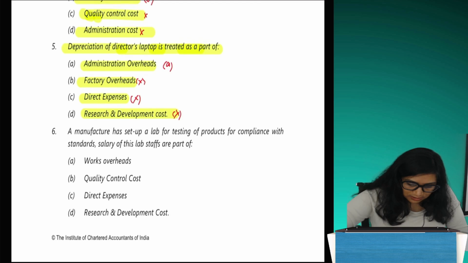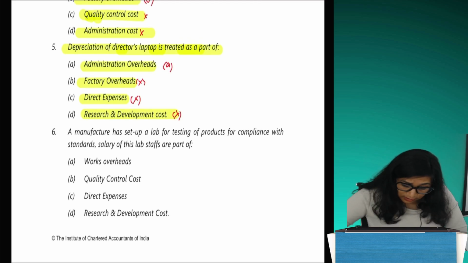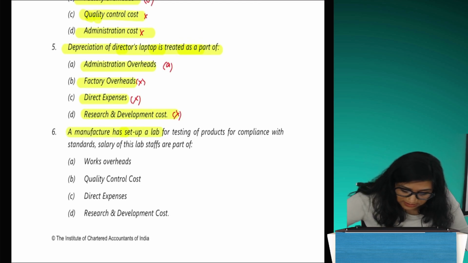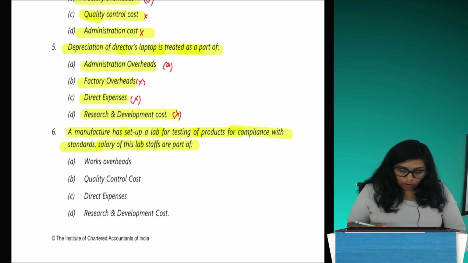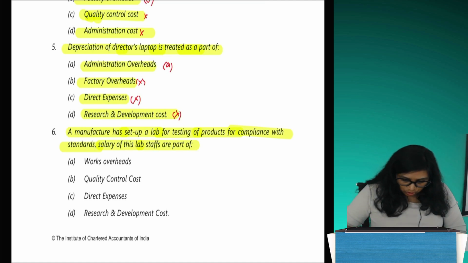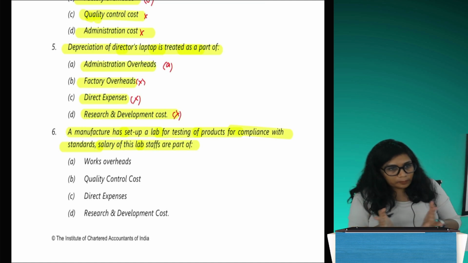Next, canteen expenses for factory workers are part of factory overhead, administration, marketing, none of the above. So factory workers are my direct laborers, they're working in the factory. For them, I have set up a canteen. All the expenses incurred in that canteen are, first of all, not direct. That is for factory workers, but that is indirect to production. So it cannot be direct. It is overheads. Which overheads? It is obviously factory overheads because it's incurred in the factory. So answer is A. It cannot be administration cost. It is definitely not marketing cost. It is not none of the above because the answer is very clearly given there.